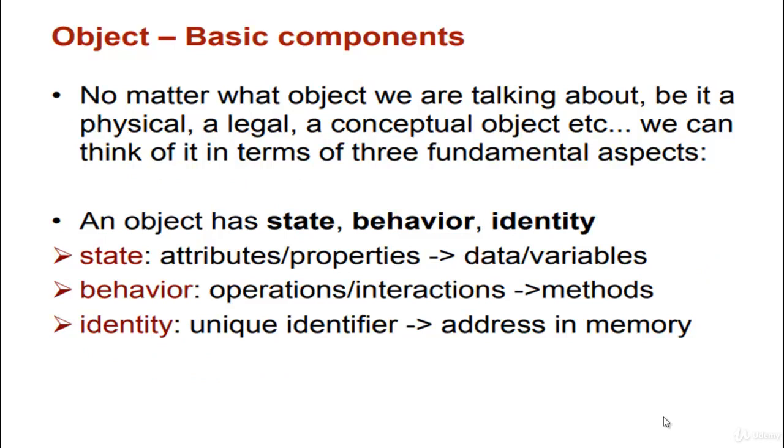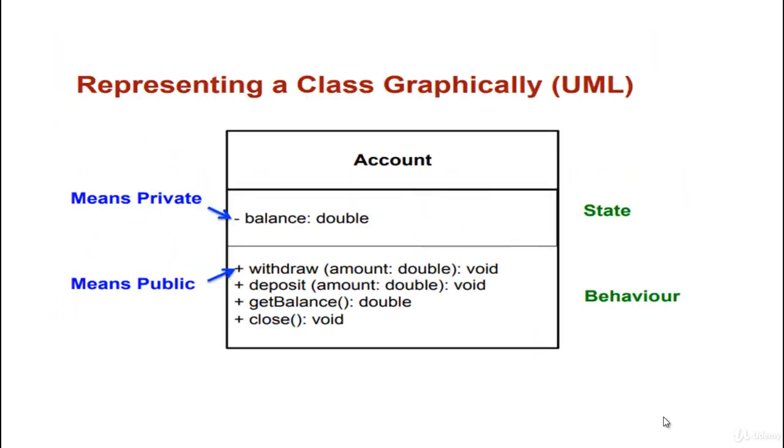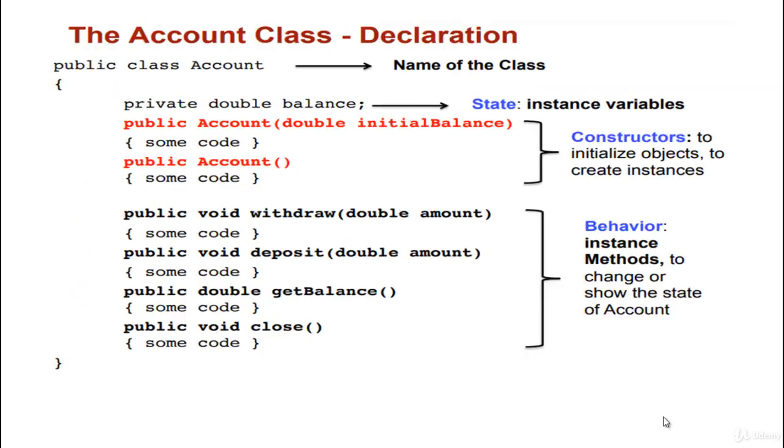State refers to the attributes, properties, or data variables. Behavior refers to operations, interactions, methods. Identity is a unique identifier. We looked into a few examples of state, behavior, identity. Then we studied about the account class. We represented the class graphically with unified modeling language, showing state and behavior. This is the account class declaration.